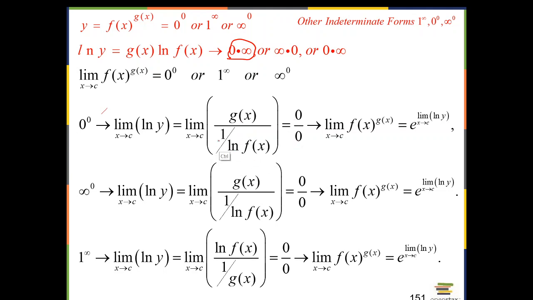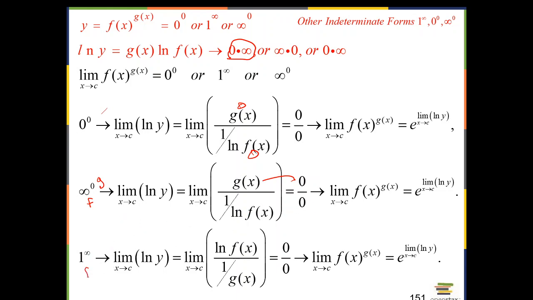0 over 0, right? If this is 0 and this is 0, we get 0 over 1 over ln 0, which is infinity. 1 over infinity is 0. And if f is infinity and g is 0, then again we get 0. And ln infinity is infinity, 1 over infinity is 0.